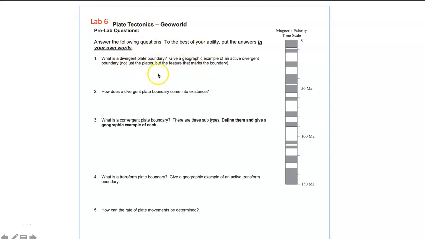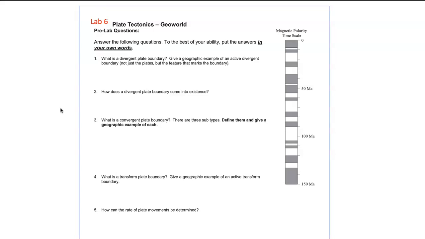What is a divergent plate boundary? Give a definition. Give a geographic name of an active divergent plate boundary, not just the plate, and I've made this point before. So don't say the African plate, because that's not a boundary. Think about the boundaries around the African plate and then choose one of those and then give that name. That's a plate boundary. How did divergent plate boundaries come into existence? Think about the creation of a new ocean basin.